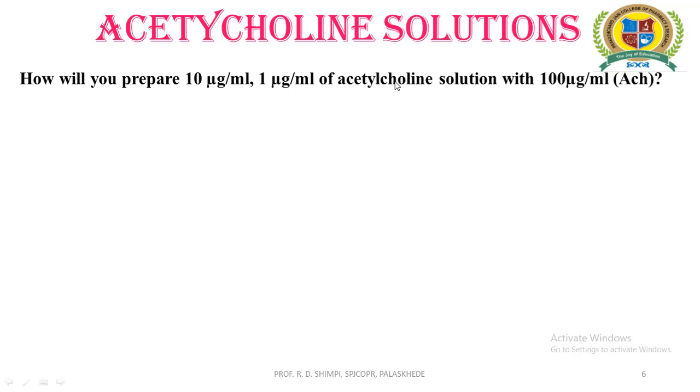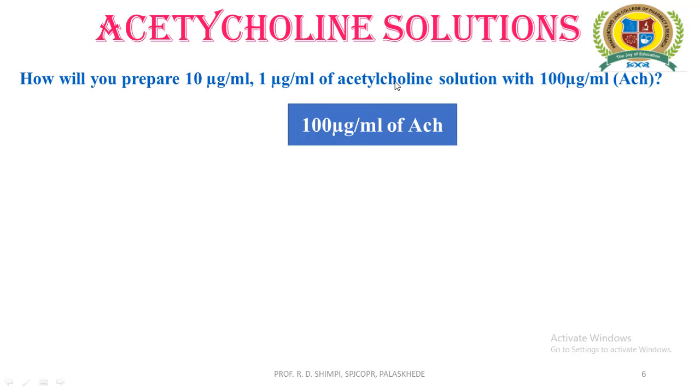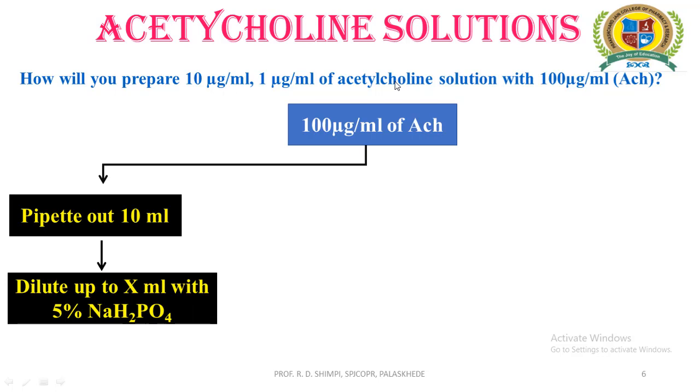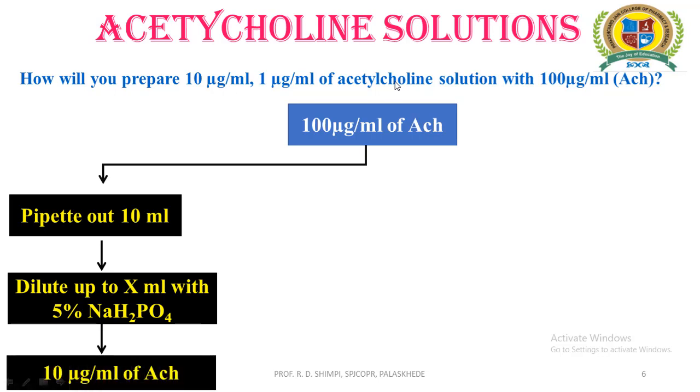This is going to be a simple exercise for us, so that we will get a clear idea about how to prepare the acetylcholine solution of a desired concentration. Here, instead of the 1000 microgram per ml stock solution of acetylcholine, we have 100 microgram per ml of acetylcholine. Suppose we pipette out 10 ml, but we don't know for how much volume it has to be diluted, so we consider diluting it up to x ml with 5% NaH2PO4, so that it will produce 10 microgram per ml of acetylcholine.